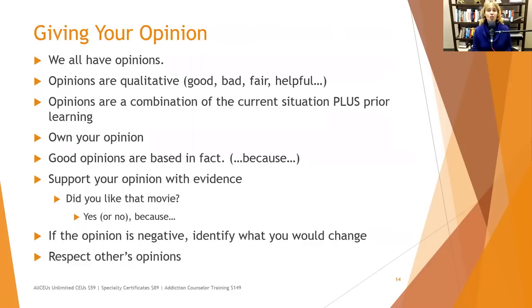Opinions are a combination of the current situation plus prior learning. So we'll stay with the restaurant example. If I've been to this restaurant before and I've had a really bad service experience or really bad food, then I might think that's a bad restaurant. I don't want to go there. My opinion is that that's a bad restaurant. But on the other hand, if I've been there 20 times and it's been great, I might have a very different opinion, and we both could be going to the same restaurant. We just ordered different meals or have different taste preferences.